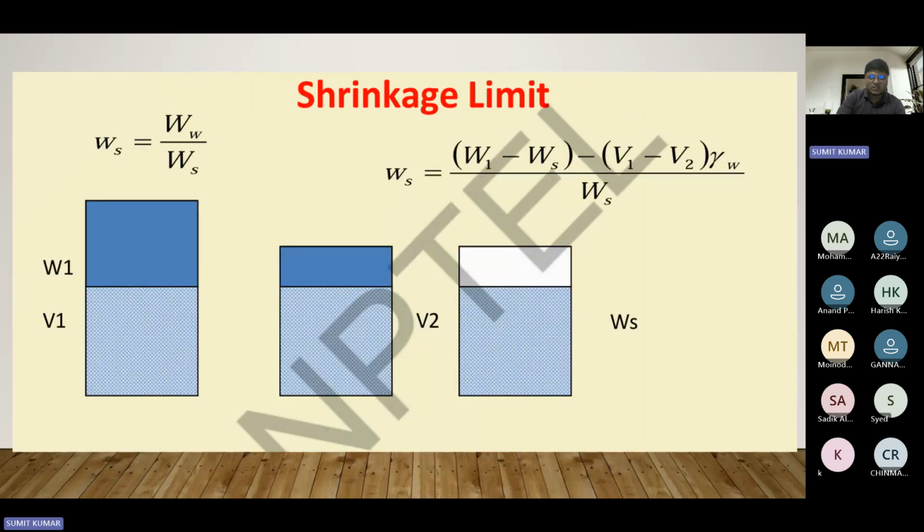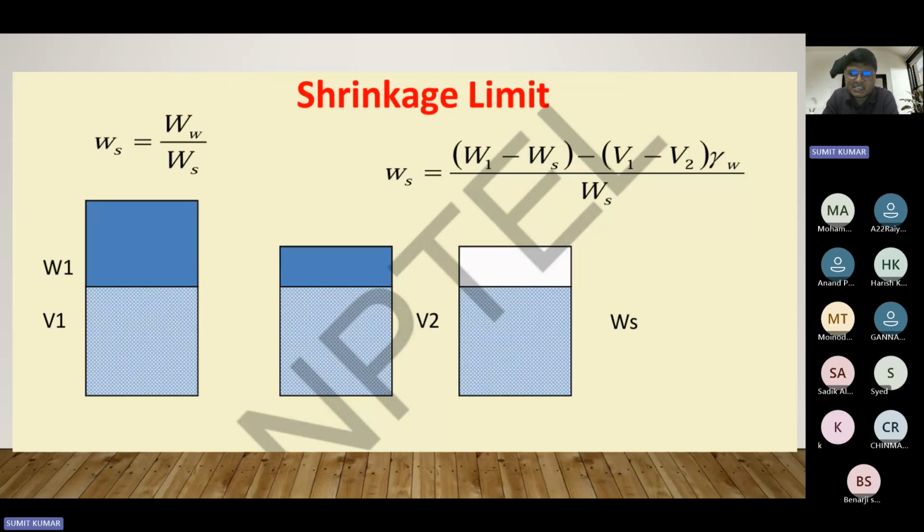Okay, so the shrinkage limit is the weight of water by weight of solid only, that is (W1 minus WS minus (V1 minus V2) into gamma W) by WS. You may not be able to understand this at this point of time. The shrinkage limit is also defined as 1 by R minus 1 by G, where R is gamma d by gamma w.